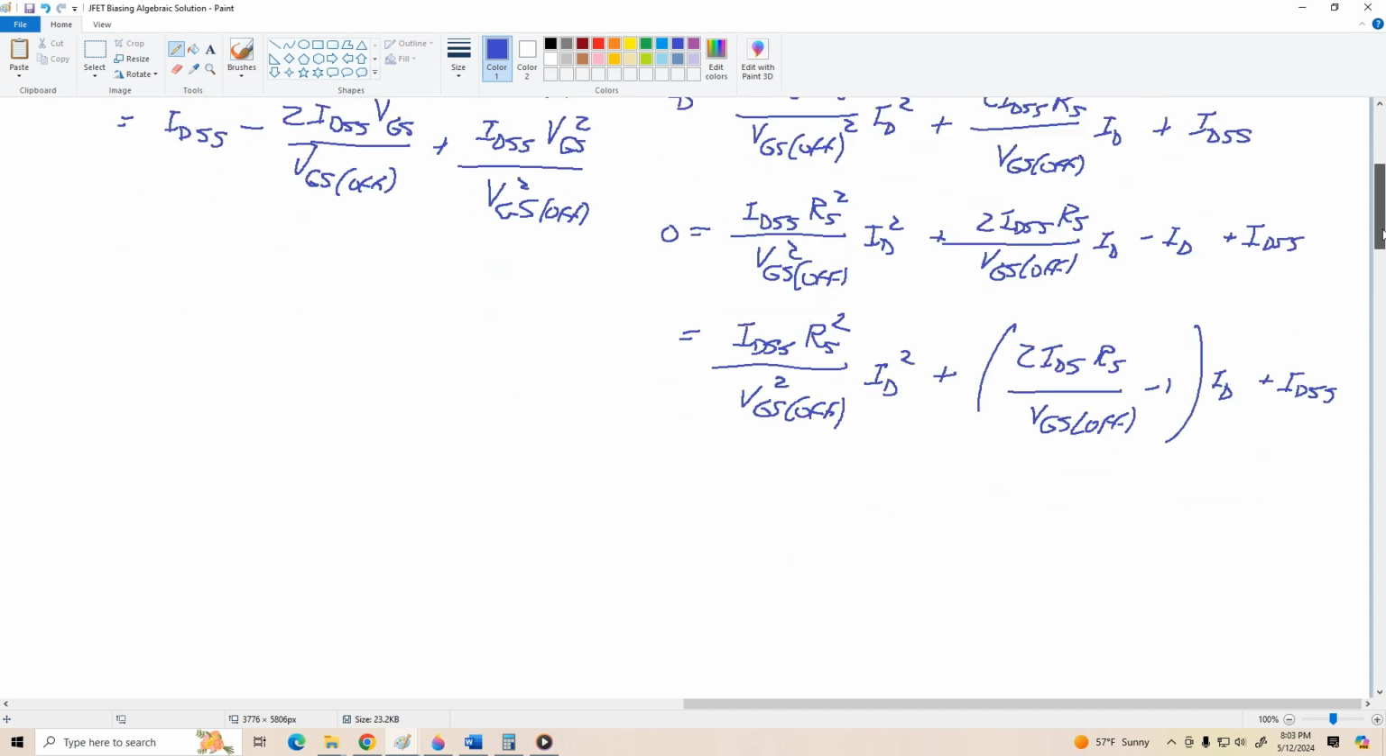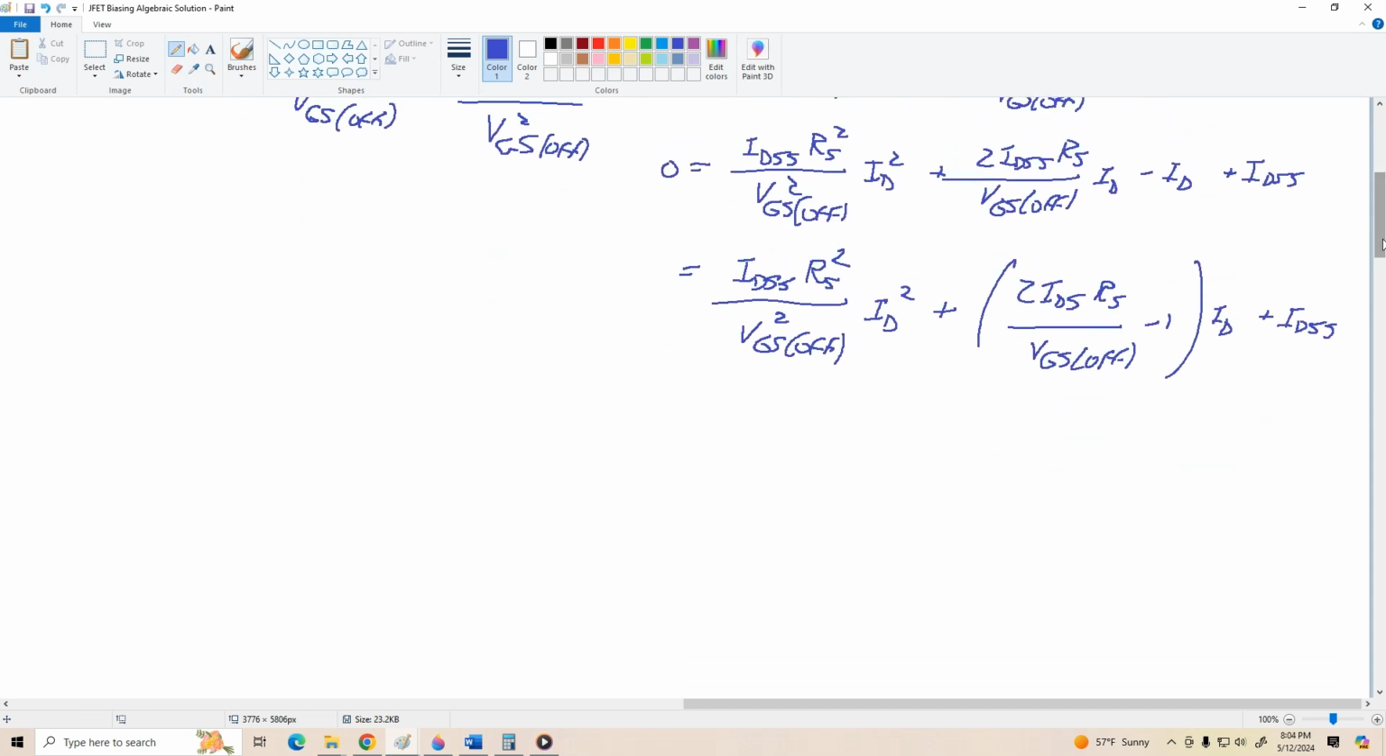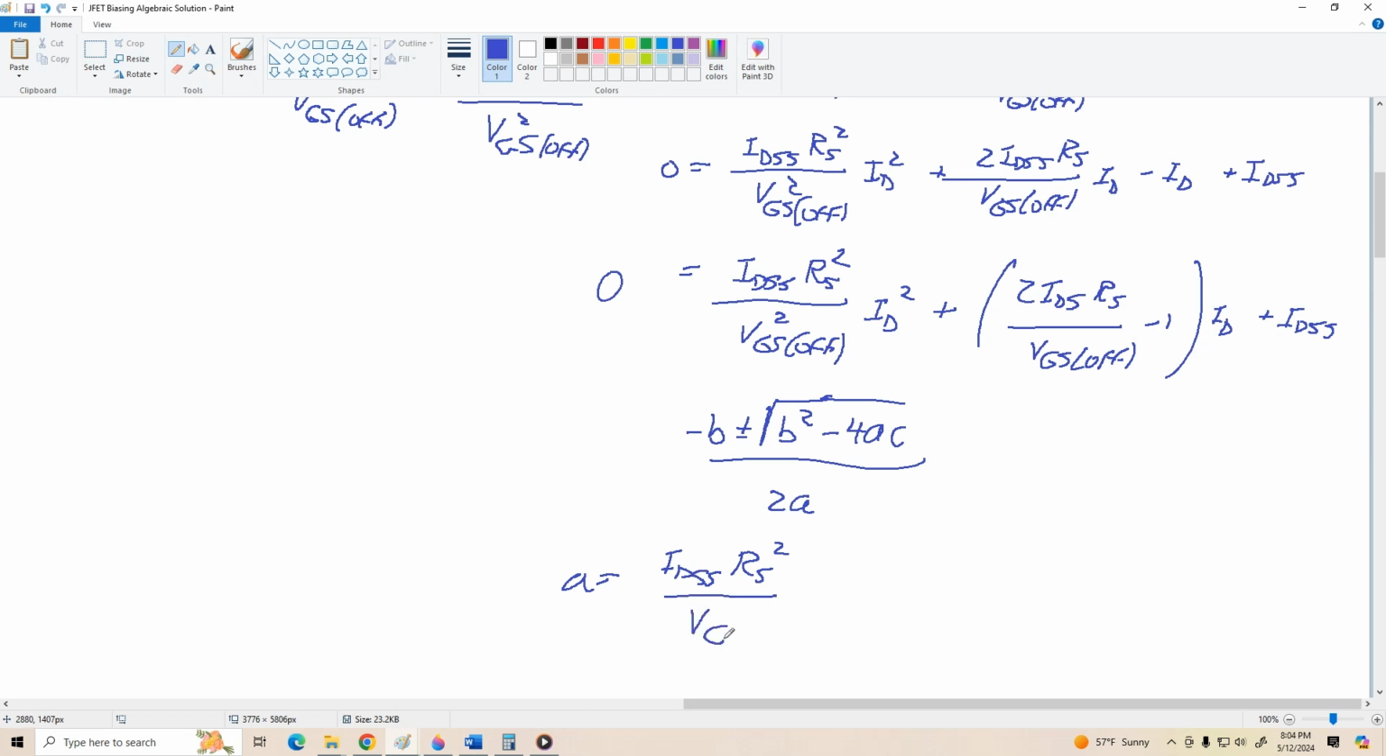All right, and now we've got our equation in the form we need to apply the quadratic. Okay, so we've got 0 equals this, and remember the quadratic formula is negative b plus or minus the square root of b squared minus 4ac divided by 2a. And with our quadratic up here, a equals IDSS times RS squared over VGS off squared.